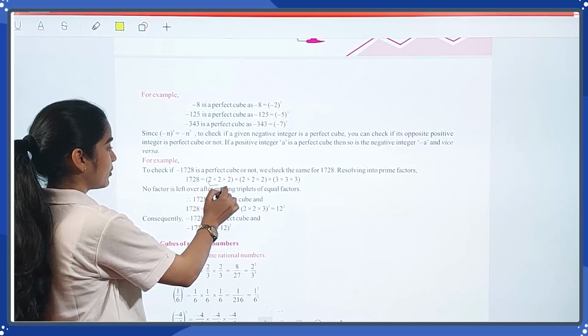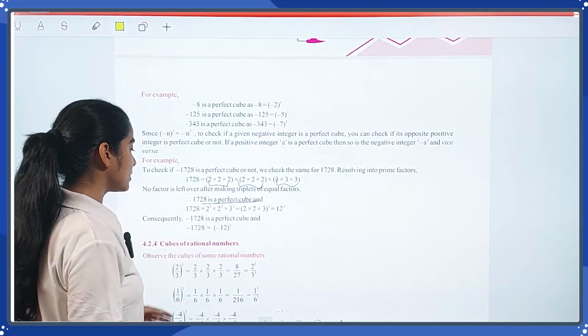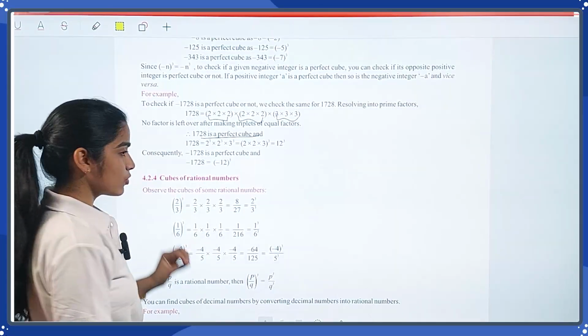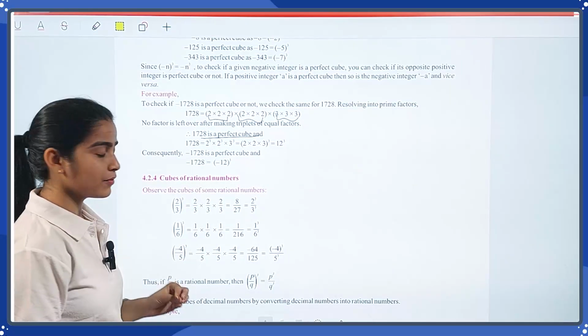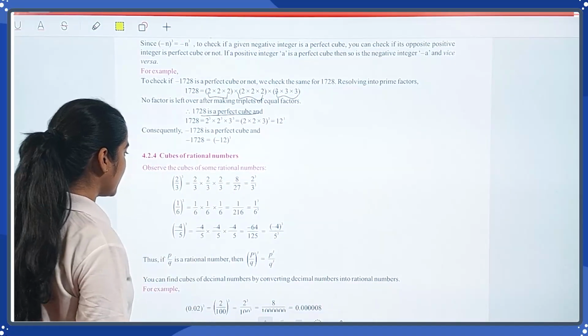So we have a triplet of 2, 2 and 3, it means it is a perfect cube. This is the method to find out whether it is a perfect cube or not. So cubes of rational numbers, the same process we have to apply here.